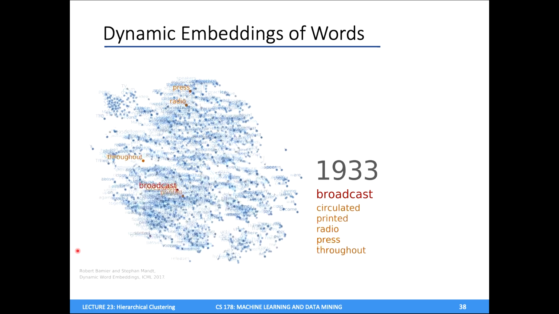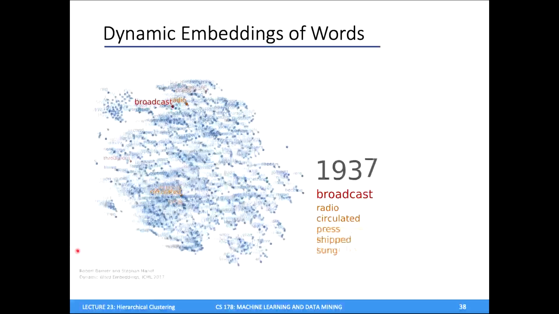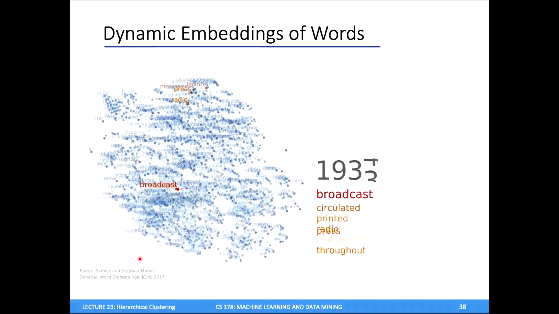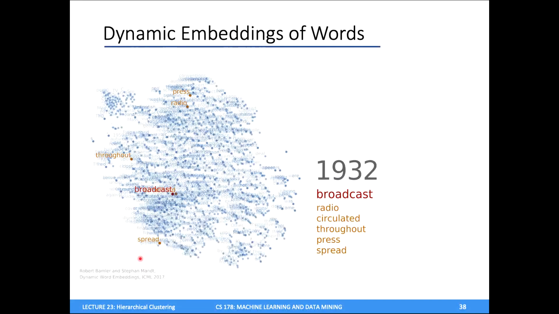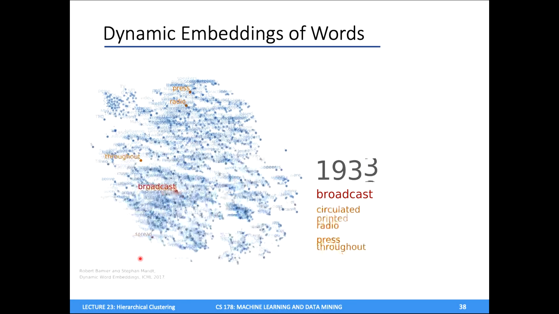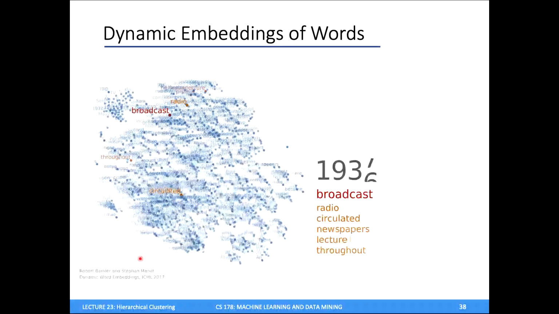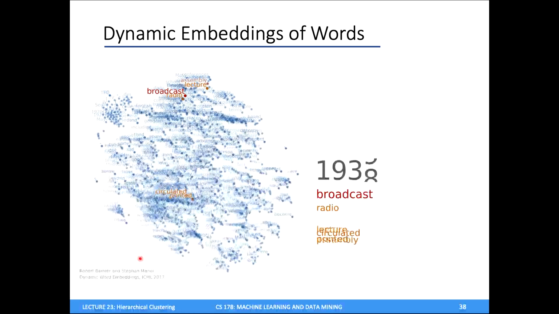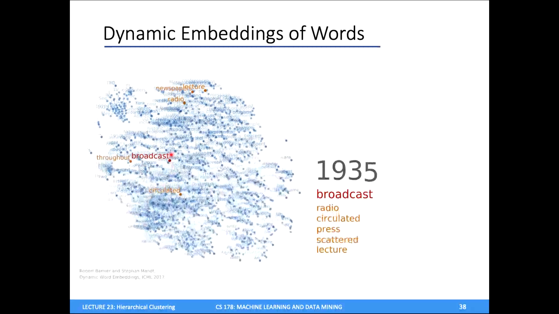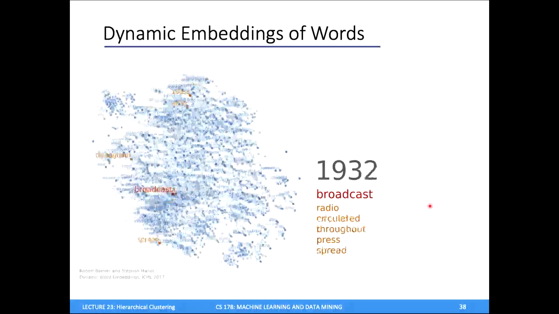But as I play this animation and the years go forward, the word broadcast eventually moves such that it gets associated with words like radio and printed as time goes on. So the word broadcast, based on this embedding visualization, we can see has a change in meaning over time. So again, these dimensionality reduction techniques are really nice ways of visualizing and getting insights about our data sets. And of course, broadcast becomes associated with radio as soon as radio takes off in 1937.